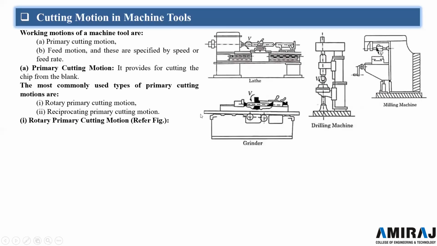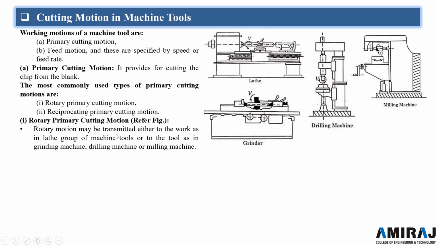In rotary primary cutting motions, these are the various machines. Here is the lathe machine, then there is the grinder, the drilling machine and the milling machine. These primarily refer to the primary cutting motion of the rotary type. Here you can see there is rotary motion in the grinder, in the lathe, in the drilling and in the milling.